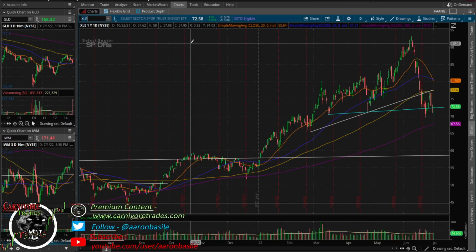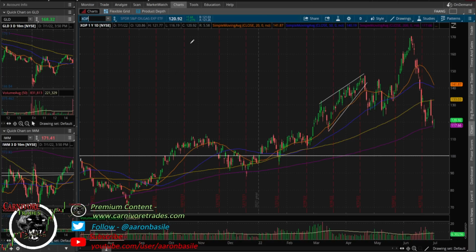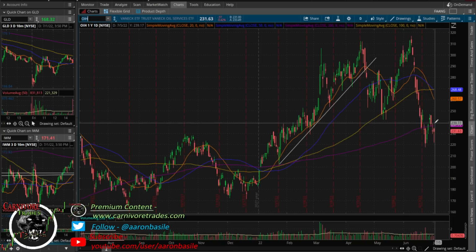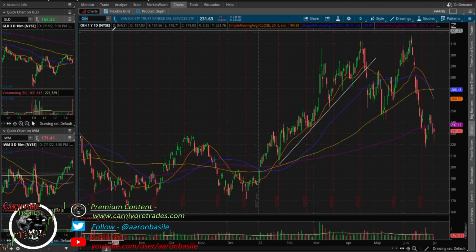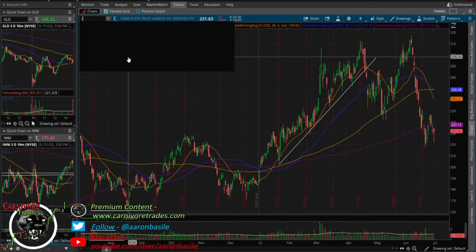So we'll see what kind of pattern it gives us. XOP, same thing, ping-ponging between the 100 and 200, and the OIH on the weaker side here, closing below the daily 200 moving average. I do have levels for all these. I don't want to give them out here, so I will be playing them in Carnivore trades if we get down there, but I still think there is a little bit more downside in some of these energy names. We just got to get down to those levels.